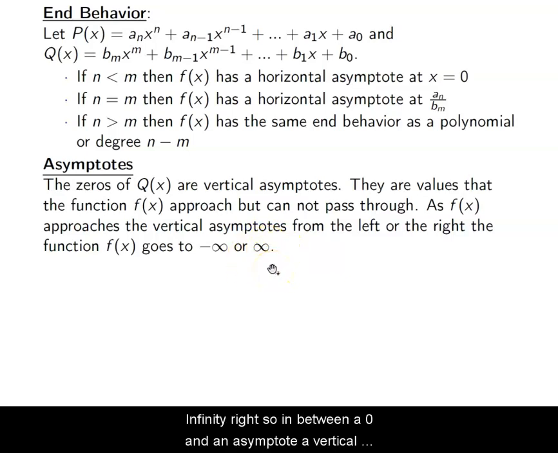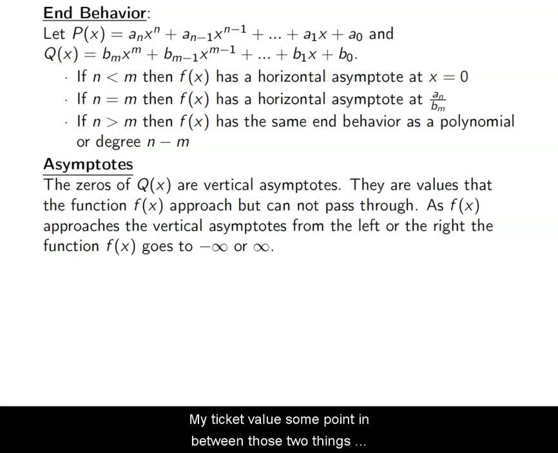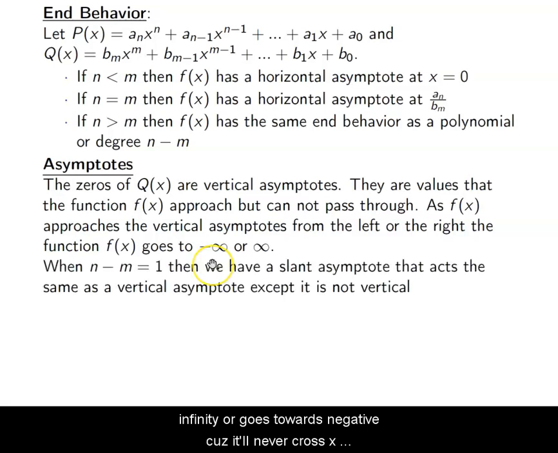So in between a 0 and a vertical asymptote, we have to check the value, right? Check a value of some point in between those two things, and whatever the sign is of that point, positive or negative, is going to tell us whether or not our function goes to infinity or goes towards negative infinity, because it'll never cross the x-axis again, right, in between those two values.